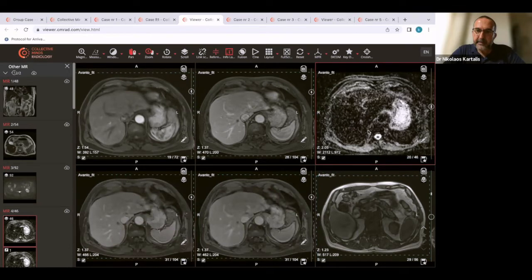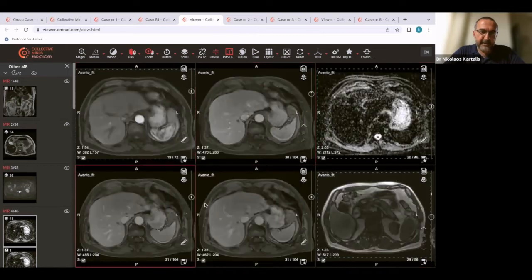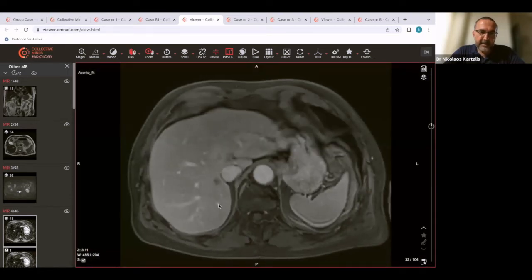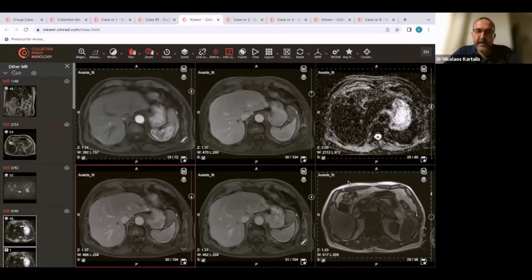And this is again the ADC map. This is the enhancement pattern. We see some nodularity in the periphery, but actually when we follow the case in the later phases, there is probably some peripheral enhancement, but it's for sure not discontinuous. Some nodularity is here definitely, but if you see, there is already the rim enhancement in the whole of the lesion. But the most important is the ADC map.